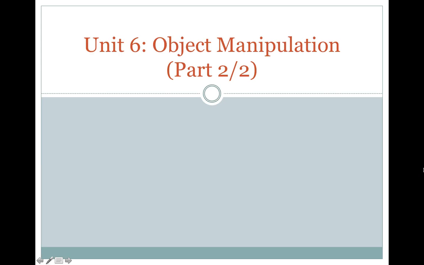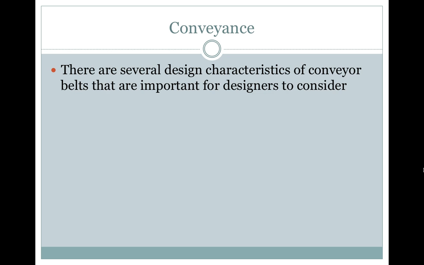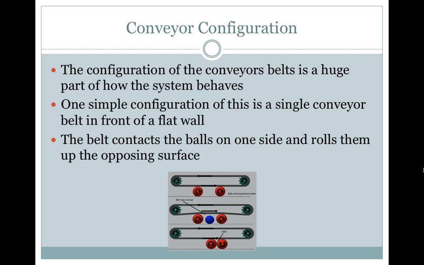Unit 6, Object Manipulation, Part 2 of 2. Conveyance. There are several design characteristics of conveyor belts that are important for designers to consider. Conveyor configuration. The configuration of the conveyor belts is a huge part of how the system behaves.